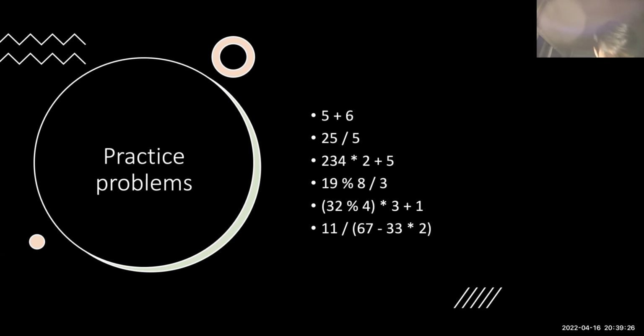So can anyone tell me what the last one is? Yes, it is indeed 11. As you can see, it's 11 divided by what's inside of the parentheses, 67 minus 33 times 2. But you have to be careful with this. It's not 34 times 2. If you do 67 minus 33 first, that would give you 34, and then if you multiply that by 2, you'll get the wrong solution. It's actually 33 times 2, and it's 67 minus that, which is 67 minus 66, which is 1. So 11 divided by 1 is just 11 again. So the last solution is 11.